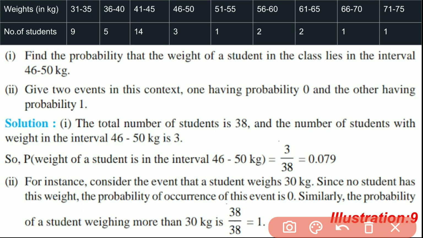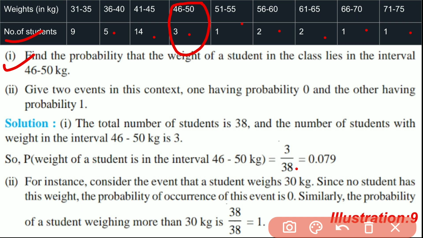In this statistical data, weight and number of students are given. Find the probability that the weight of a student in the class lies in the interval between 46 to 50 kg. For 46 to 50 kg, the number of students is 3. First, we need the total number of students in the class. There are two methods. You sum the number of students: 9 plus 5 plus 14 plus 3 plus 1 plus 2 plus 2 plus 1 plus 1, which gives 38.